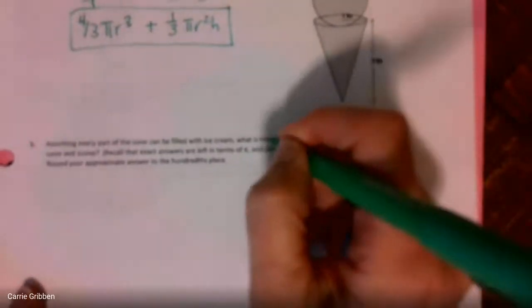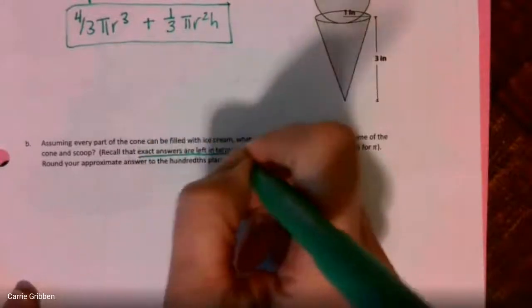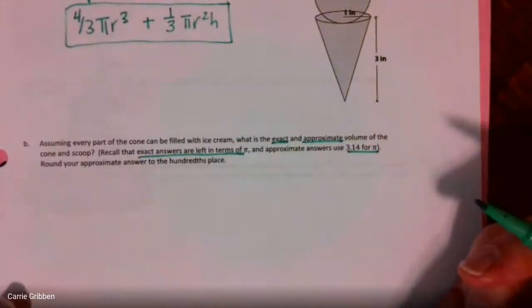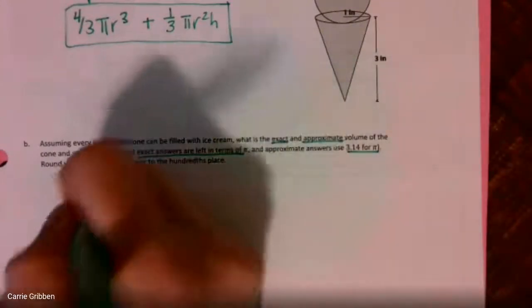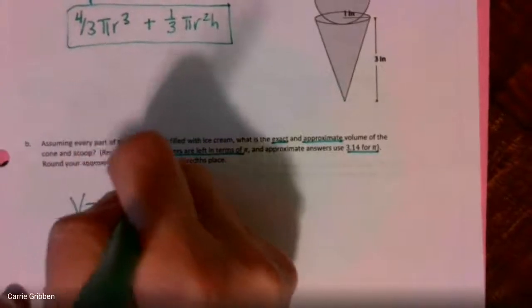And then in part B, it says, assuming every part could be filled with ice cream, what is the exact and approximate volume of the cone and the scoop? Remember, exact answers are left in terms of pi, and approximate answers use 3.14. Okay, so we start going on this. If I want the exact answer for the first one, I'm going to leave it 4/3, and I'm going to leave it pi.